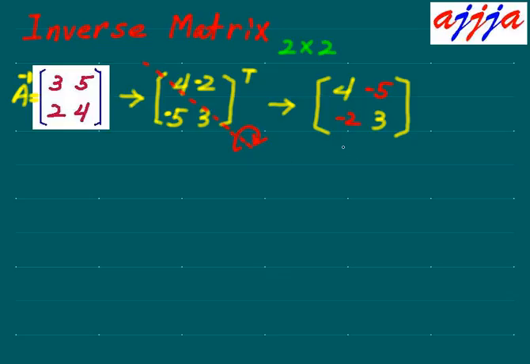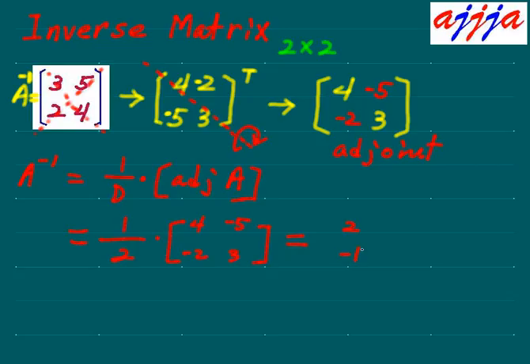So far, we found the adjoint, or adjugate, as they call it. So now, A to the negative first power, which is the inverse, is 1 over the determinant times the adjoint of A. So 1 over, you just multiply this way, 12 minus 10, which is 2, times the adjoint, which is 4, negative 2, negative 5, and 3. So half of 4 is 2.